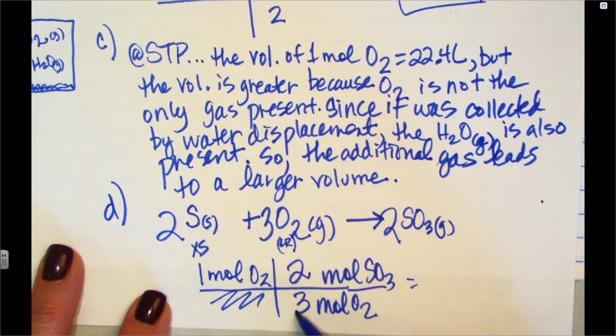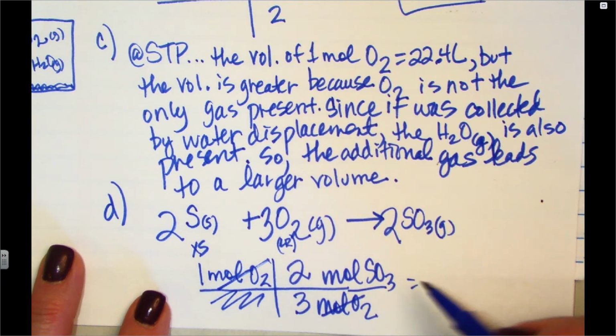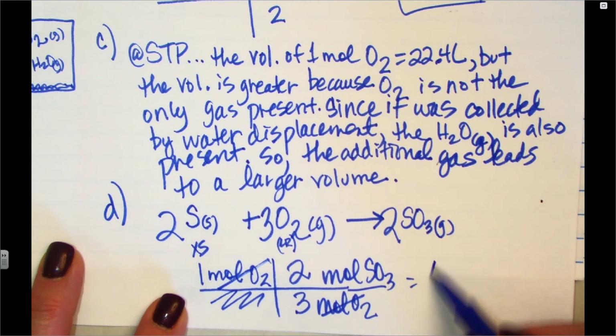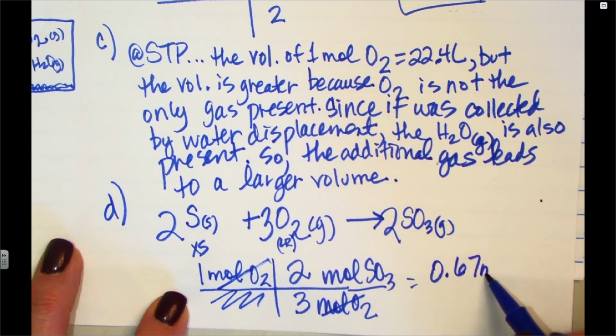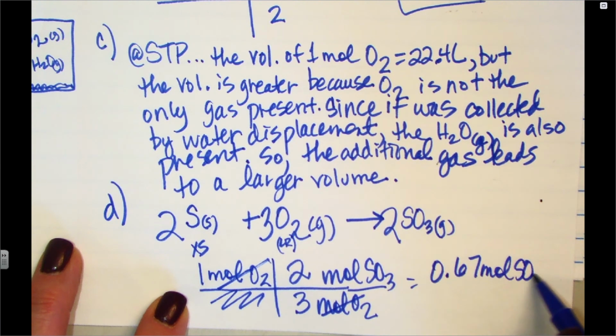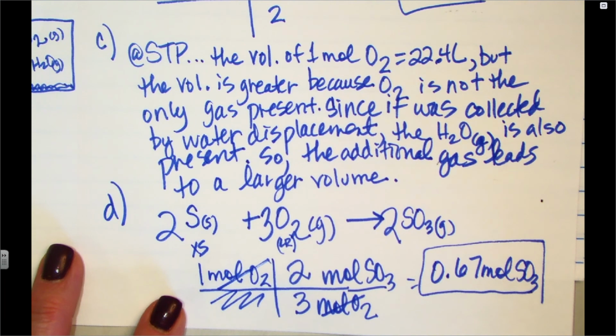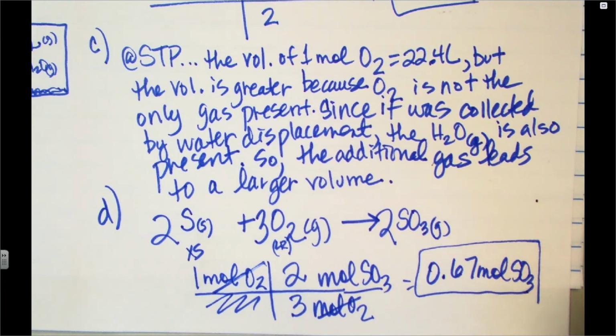So you put 2 over 3, and that's going to let your moles of oxygen cancel, and then that's going to give you 2/3 moles of SO3, or 0.67 moles of SO3. So that's the answer to part D. All right, one last part here.